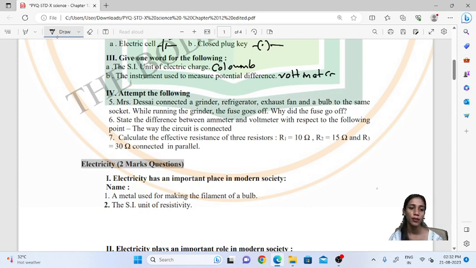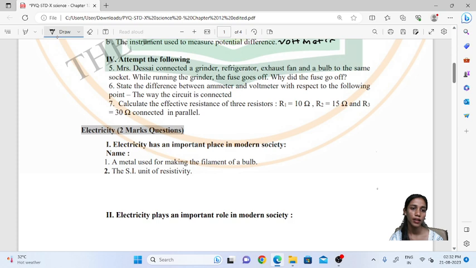Okay, now in the next one we have a question. The question is, Mrs. Desai connected a grinder, a refrigerator, exhaust fan and a bulb to the same socket. While running the grinder, the fuse goes off. Why did the fuse go off?